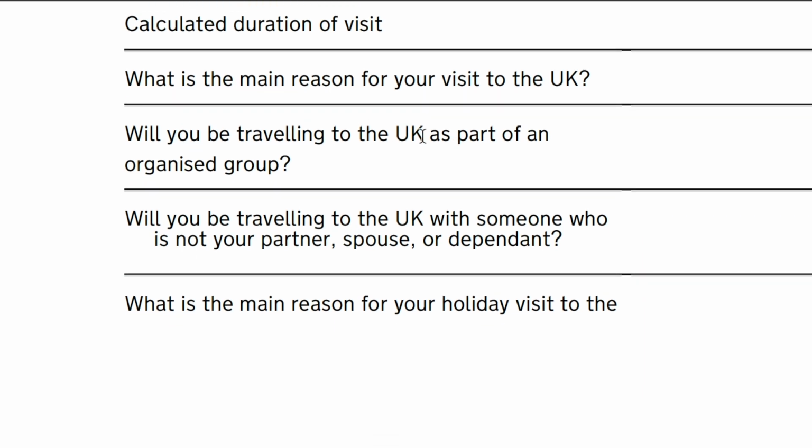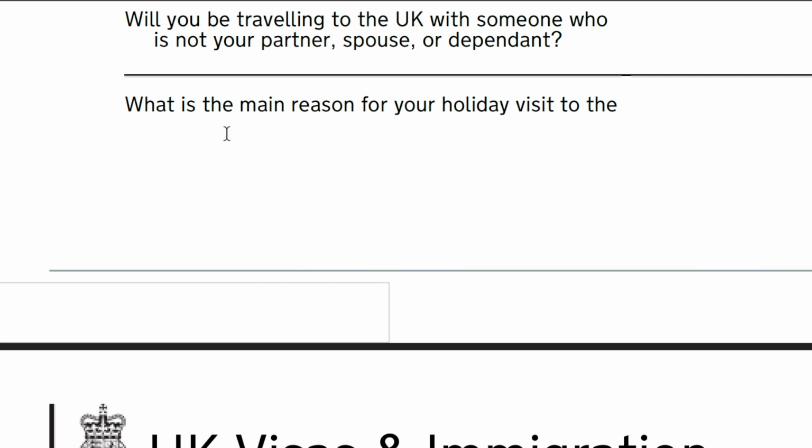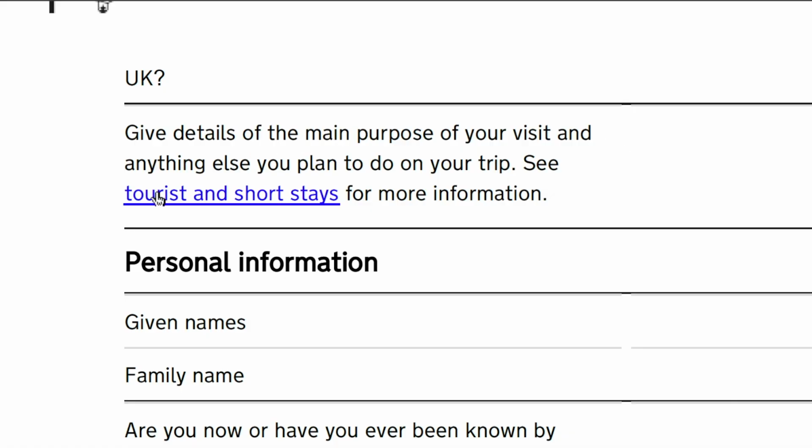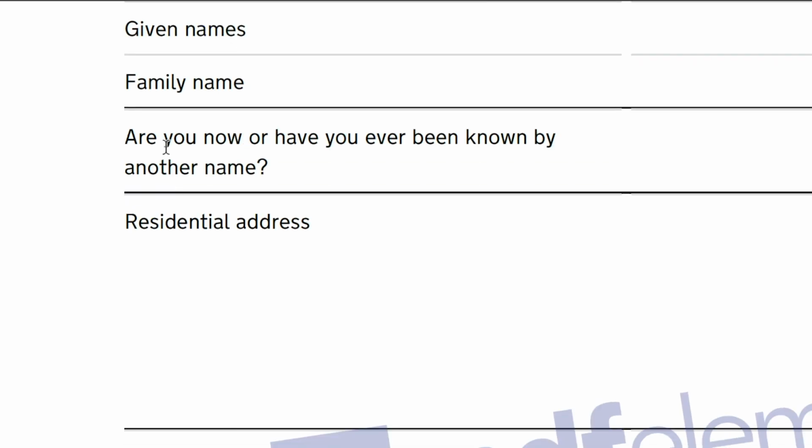Will you be traveling to the UK as part of an organized group? Will you be traveling to the UK with someone who is not your partner or dependent? What is the main reason for your holiday visit to the UK? You have to give reasons. So for instance, I'm coming to the UK for tourism, or to visit family and friends. Of course, I'm coming for business, I'm coming for a short course, I'm coming for training, I'm coming to write PLAP. You provide details of the main purpose of your visit and anything else you plan to do on your trip. Okay? Then your personal information: your given name, your family name.